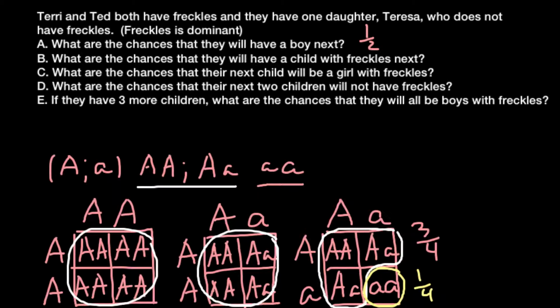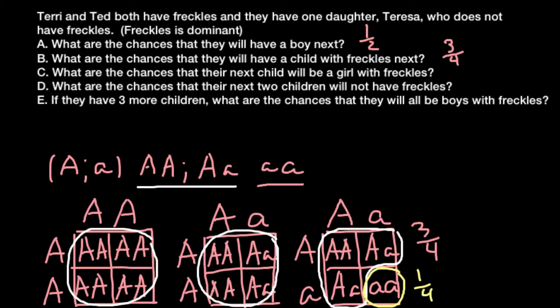So now we can solve question B. What are the chances that they will have a child with freckles next? As you see, the probability would be 3/4. So 75% chances that the next child would have freckles. Question C. What are the chances that the next child will be a girl with freckles?